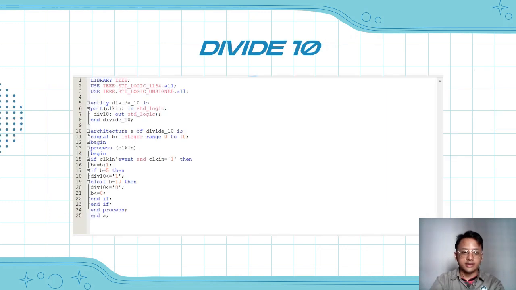Next is for the divide time. The library and the use IEEE will be declared, and the entity divide_10 is, so port input port will be the clock in, and the output port will be the divide 10, and it ends. For the architecture of divide_10, the signal B will be the integer range from 0 to 10.